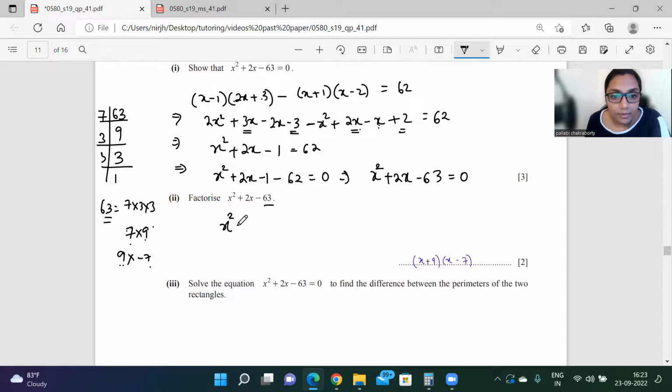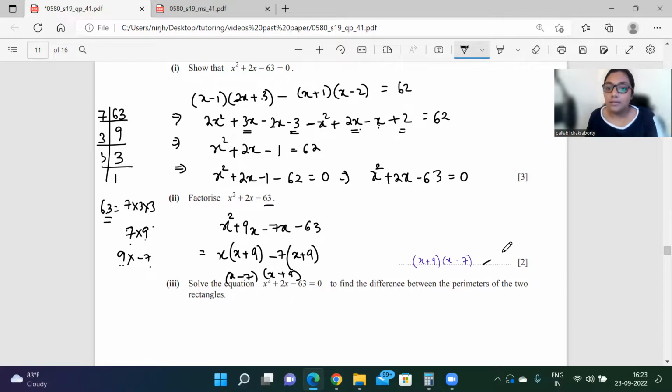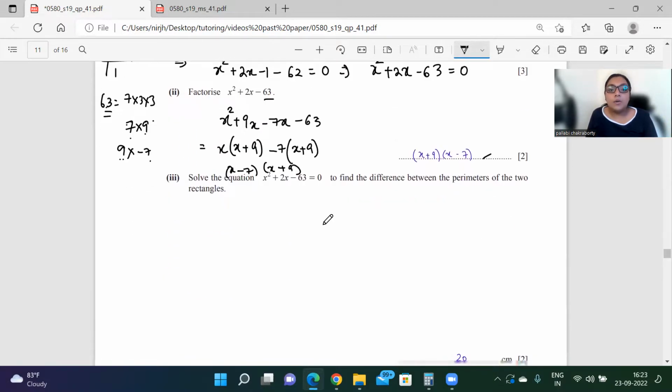Therefore, it becomes x square plus 9x minus 7x minus 63. Now you take x common from the first two terms, you're left with x plus 9. You take minus 7 common, you're again left with x plus 9. Because 63 and 7, when you divide, you get a 9. So it becomes x minus 7 times x plus 9. And that's your answer.